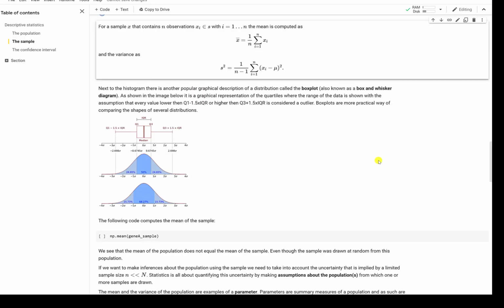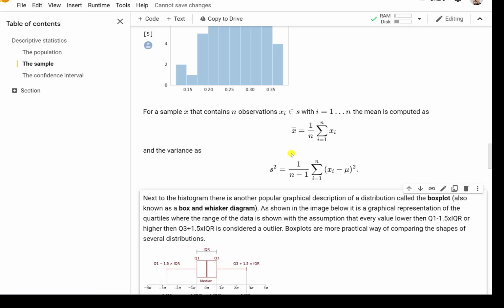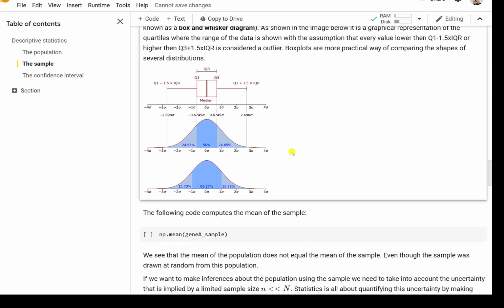So another popular way to describe the values in a sample is through another graphical representation known as the box plot, or a box and whisker diagram. You can see an example of that here, and I will try to zoom in a little bit. No, it's not working anymore. Okay. So what you can see here is basically a graphical description of the probability distribution function.